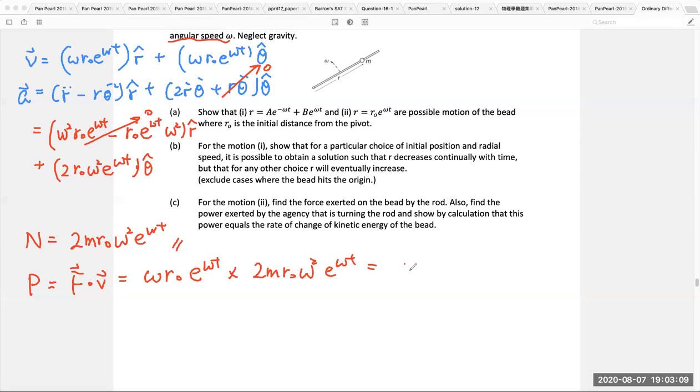Let's try to simplify it. Omega cubed times E times 2 to the power omega t. Okay. Then for the kinetic energy, that's half m v squared. So for v squared, you have two components. So what you need to do is use the Pythagoras theorem. Okay. And then maybe we just differentiate first, okay, before we expand it.